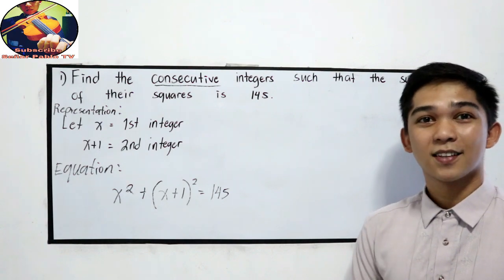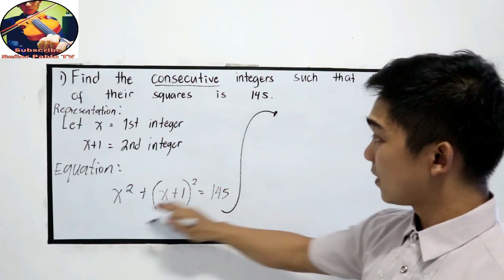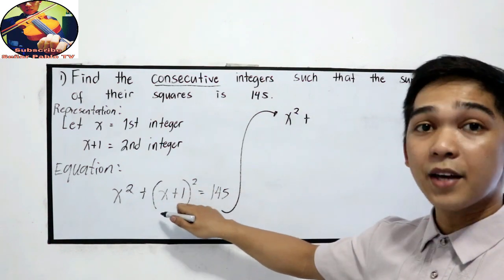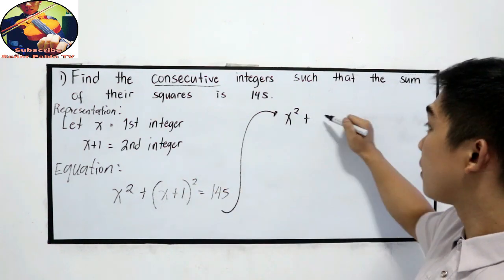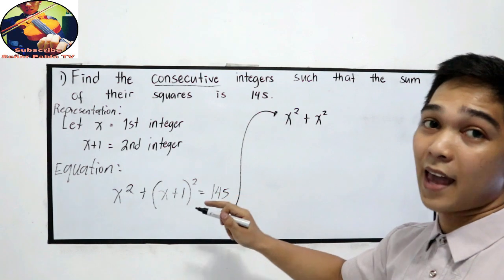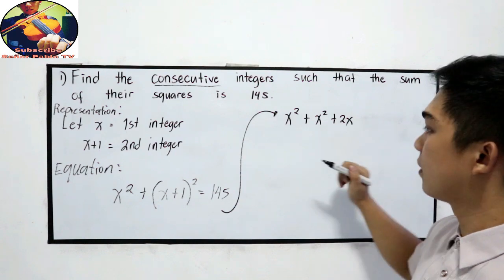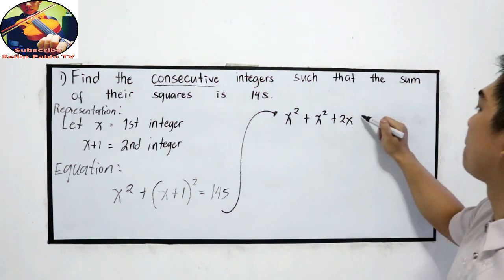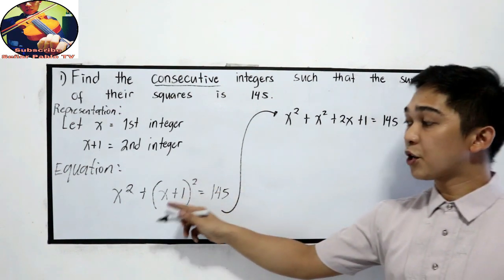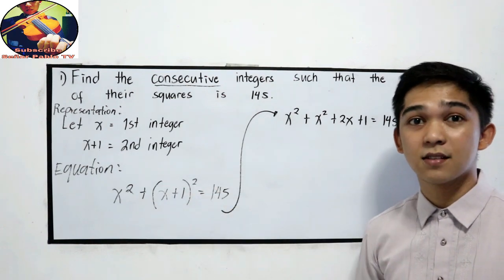Solve na natin siya. Copy x squared plus square of a binomial: square the first term, so that is x squared, multiply the first and the second term, that is x times 1 times 2, so positive 2x, and square the second term, plus 1 is equal to 145. Special product ito, kung hindi gaano na master, balikan yung video natin sa grade 8 playlist.